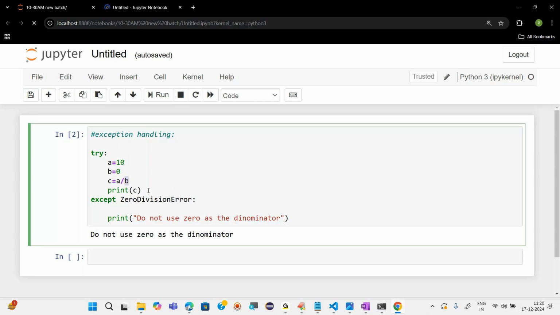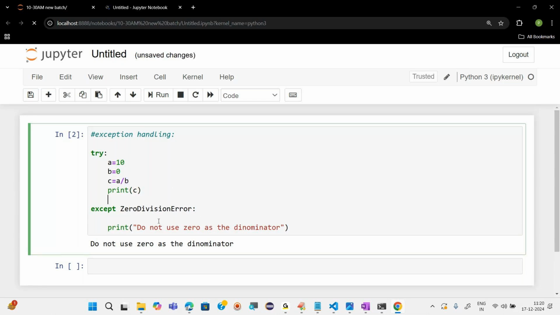Now what is the purpose of exception handling? The purpose of exception handling is to make our Python application robust. Robust in the sense of strong. How is it going to make it a strong language? Because it has the concept of exception handling. And the definition of exception handling is that it converts the technical error message into a user understandable message.